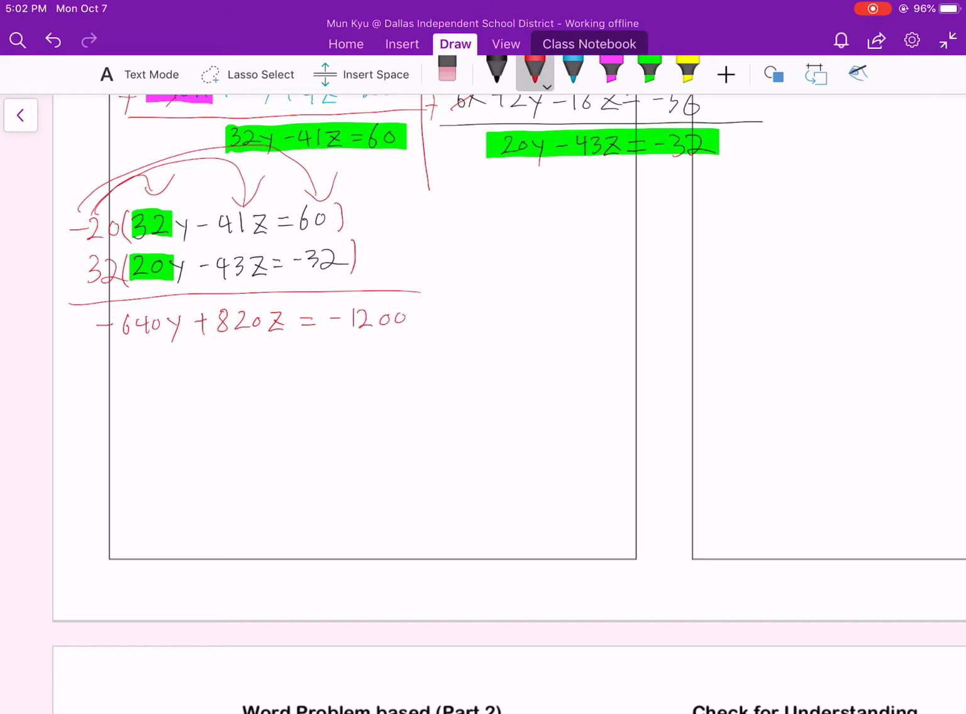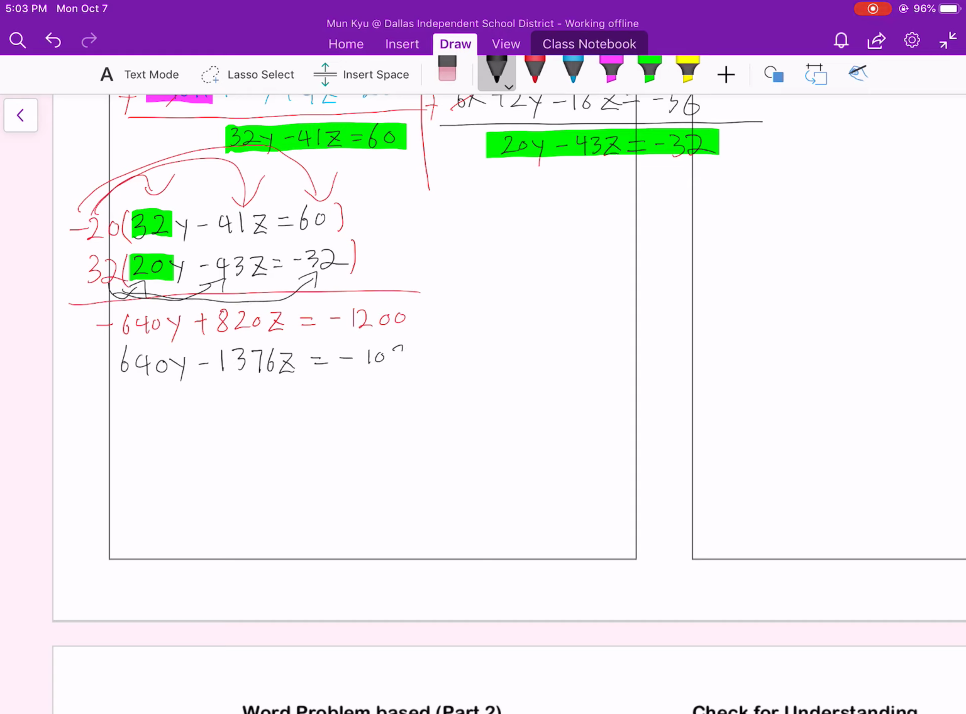Second equation, we're going to do the same thing. 32 times 20y is going to be 640y. 32 times negative 43 is going to be negative 1376z and equals 32 times negative 32 is going to be negative 1024. Almost done here. We're almost done.